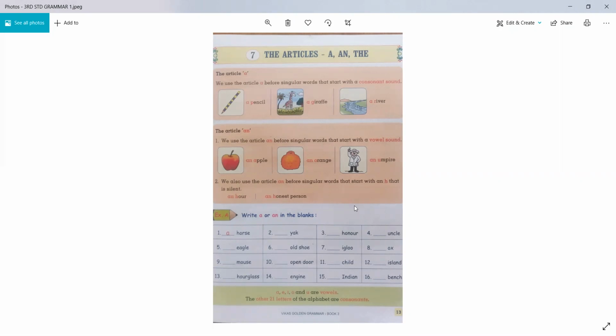Today we are going to do some grammar part. That is lesson number 7, the articles. Now you see, we are going to learn today about the articles. So first of all, let me inform you which words mostly come in an article. Okay? So look at the picture first. Just 2 minutes I'll give you, and then I'll start the grammar article.